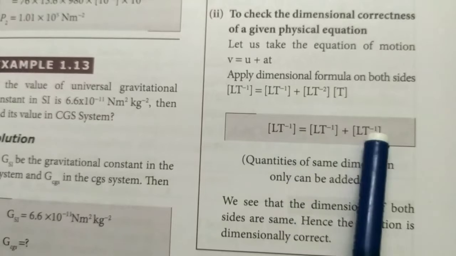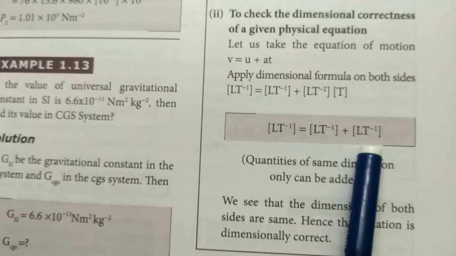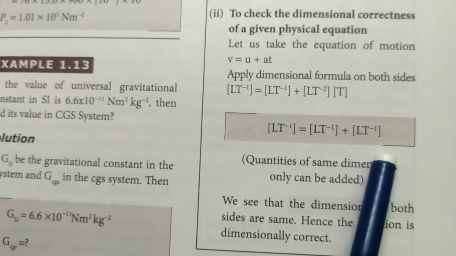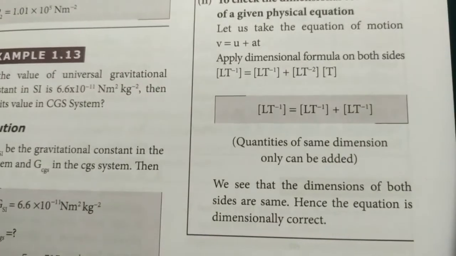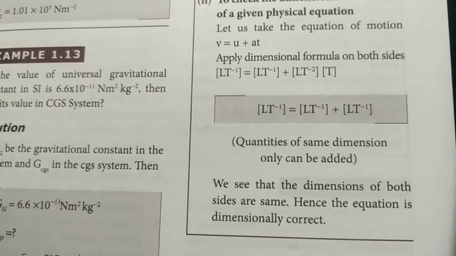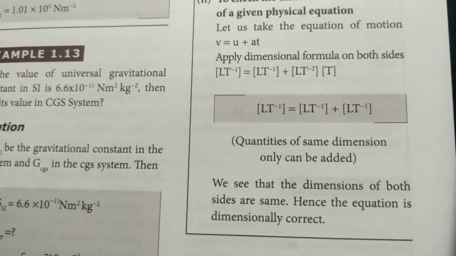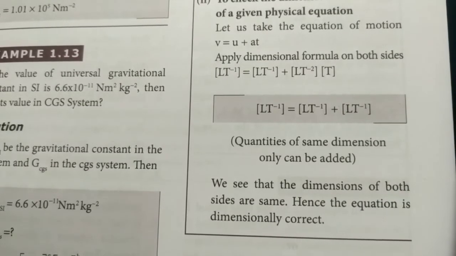Now check these three terms. All three terms have the same dimensional formula, that of velocity. So we can say this equation is dimensionally correct. We could not say that this equation is correct, but we can say it is dimensionally correct. That is, a dimensionally correct equation need not be an exact equation. But a dimensionally wrong or inconsistent equation must be wrong.